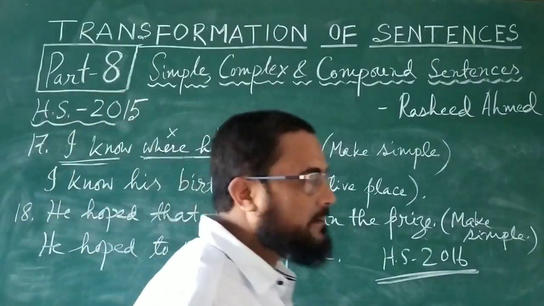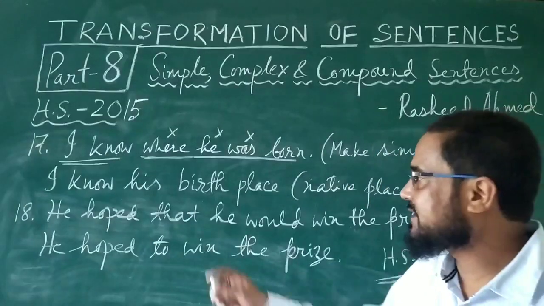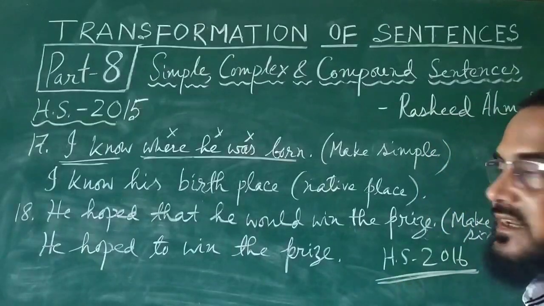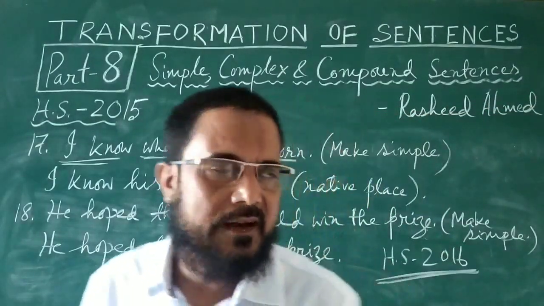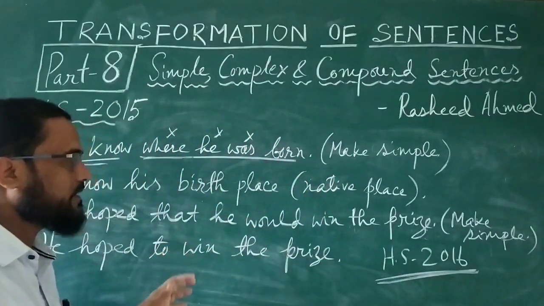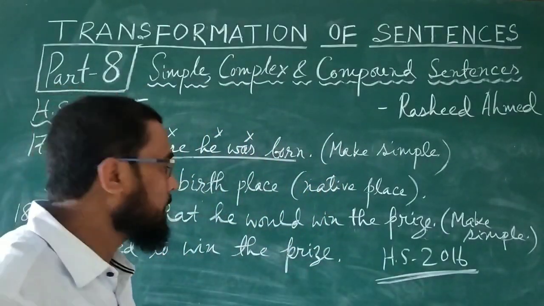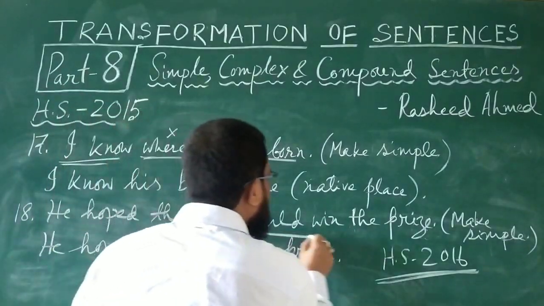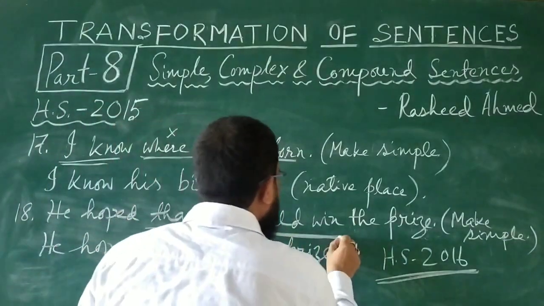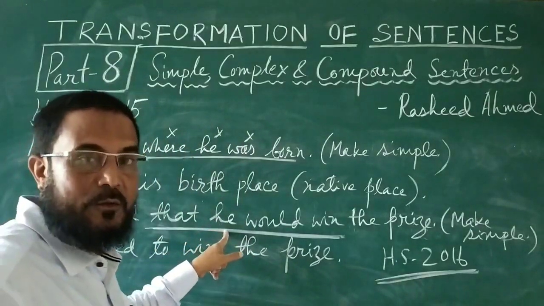The next one came in 2016. Our serial is 18 and it came in 2016. He hoped that he would win the prize. This is not that difficult. This is a complex sentence and the instruction is to make it simple. He hoped that he would win. That he would win, these words make it complex actually.